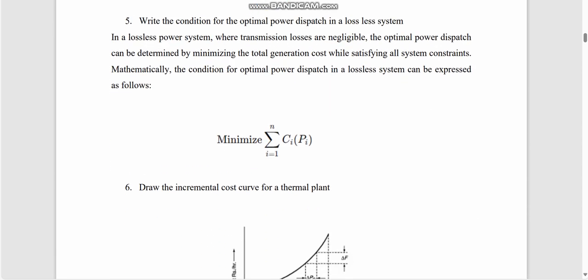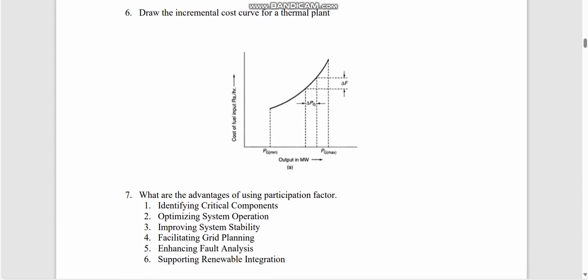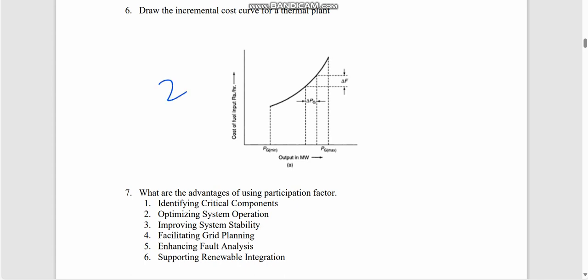Next, fifth question. Write the condition for optimal power dispatch in a lossless system. In a lossless system, generation is equal to demand. There are no losses; losses are negligible, so generation equals demand. If you write the equation, you will get 1 mark. If you write the definition, you will get another 1 mark. Next, draw the incremental cost curve. This is the incremental cost curve. If you draw the curve correctly, you will get 2 marks.